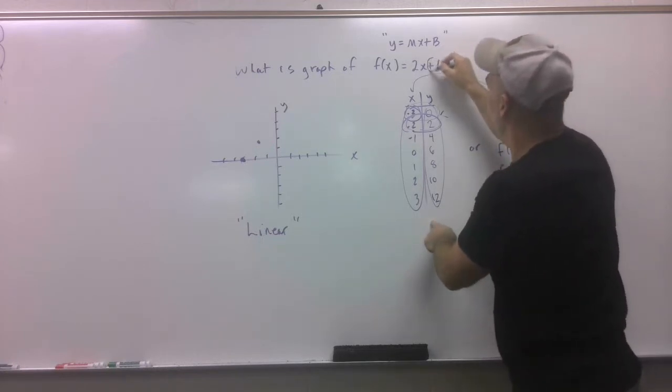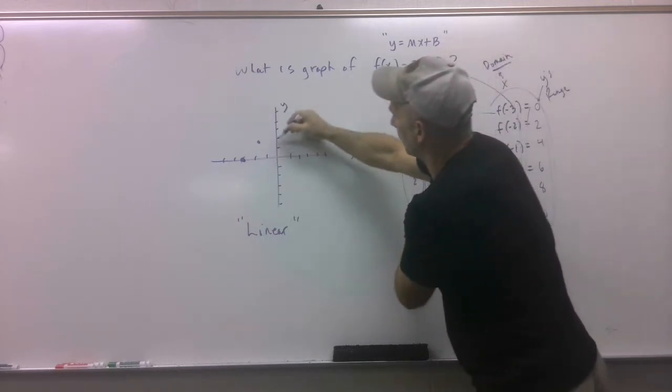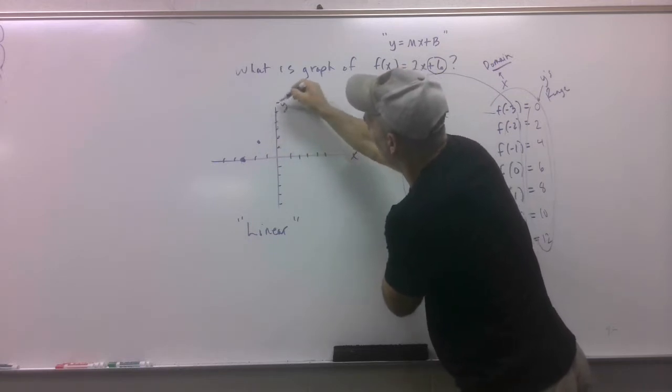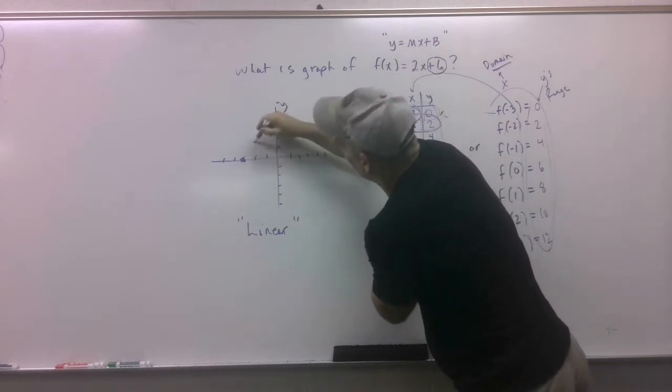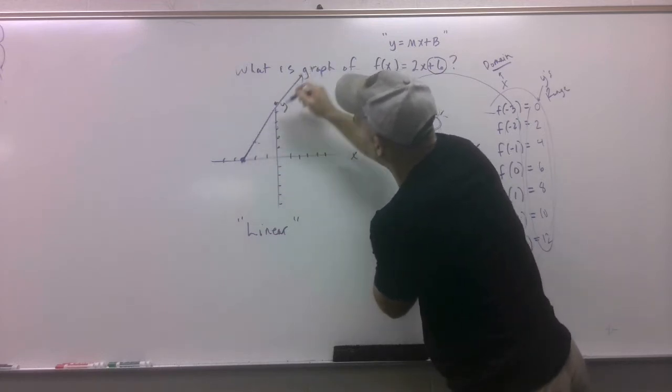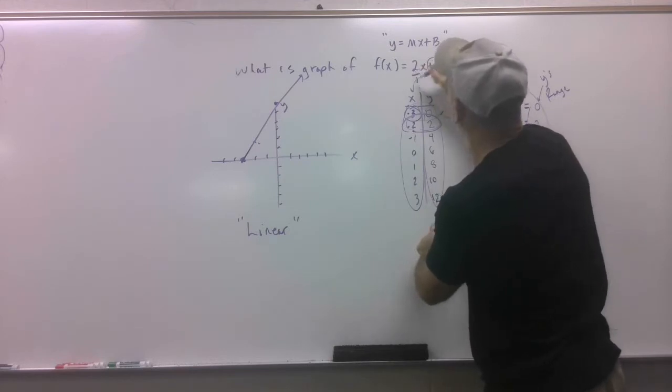I know that this is my y-intercept, so I could just go 1, 2, 3, 4, 5, 1, 2, 3, 4, 5, 6. Looks like that needs to be up here. And then that would be my y-intercept, so my line would be like this. Now my slope is 2 over 1.